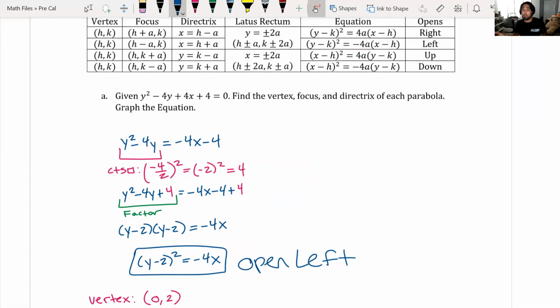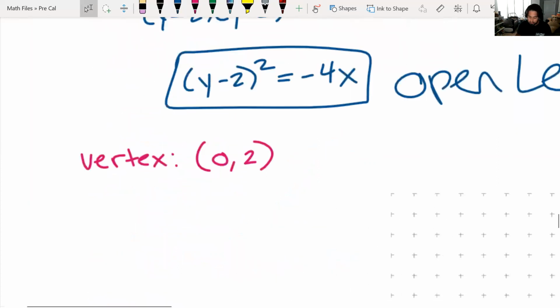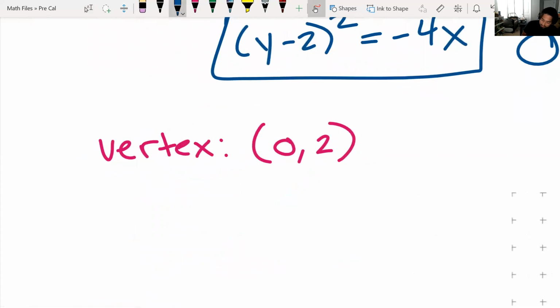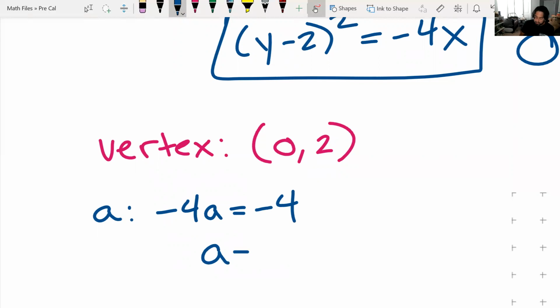Now you don't have to do this. Looking at it, you can guess what a is. Right now, I can tell you that a is 1. But it's always good to set up some type of equation to help you find a. So let's do that. So we'll say a, and you take that negative 4a, and you set it equal to that negative 4, divide by negative 4, and a is 1. Okay.